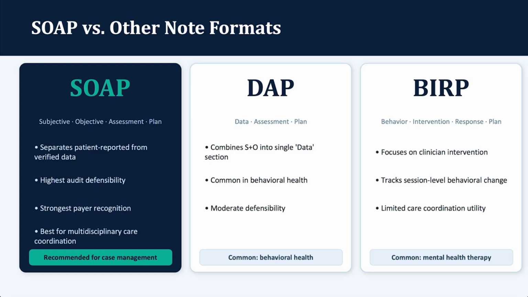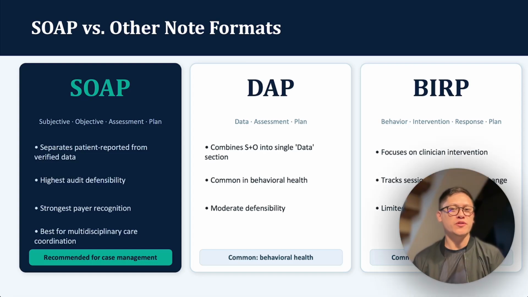Now that we've covered the SOAP structure itself, let's talk briefly about when SOAP is the right choice and when it isn't. DAP notes, or Data Assessment Plan, combine the subjective and objective into a single data section. They're common in behavioral health settings where the SO distinction is harder to maintain. BIRP notes, Behavior Intervention Response Plan, are often used in mental health therapy. They focus on what the clinician did and how the patient responded.